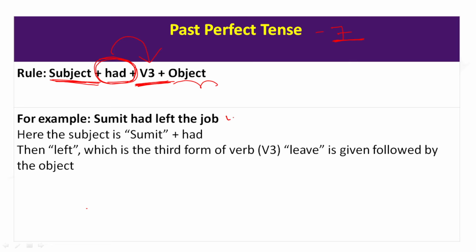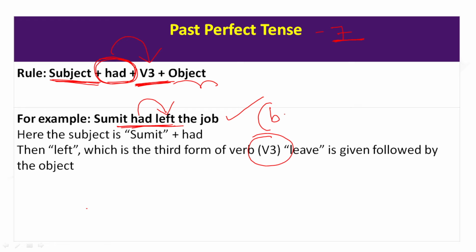See, Sumit had left the job. So had left is a beautiful expression here. And the verb is naturally in the third form. Now you can ask me, so what exactly is the meaning of this sentence? Sumit had left the job. It means you have to assume that this action happened before another action.